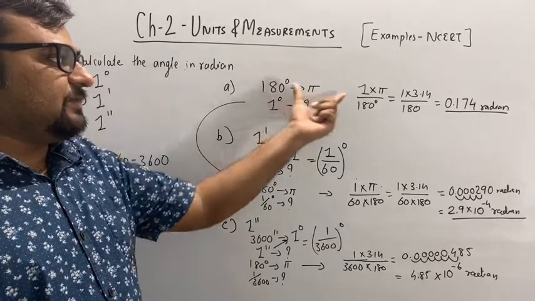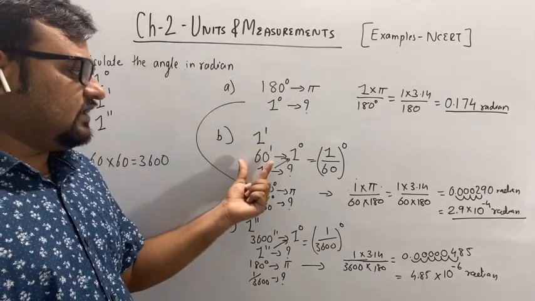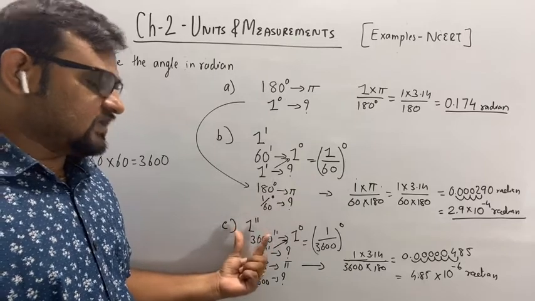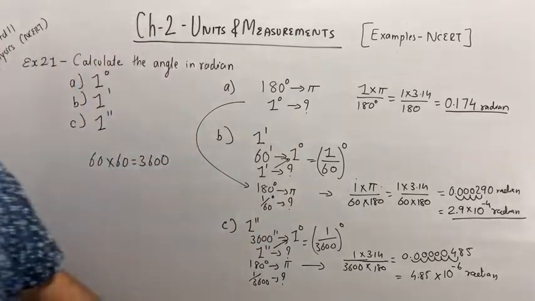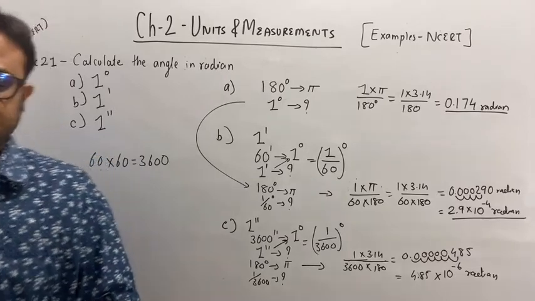First, 180 degree is pi, so 1 degree is how much? Then for 1 minute, and then for 1 second. Clear? So just note down these three questions.